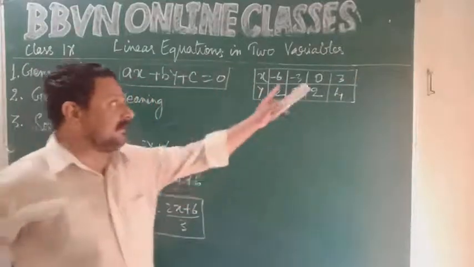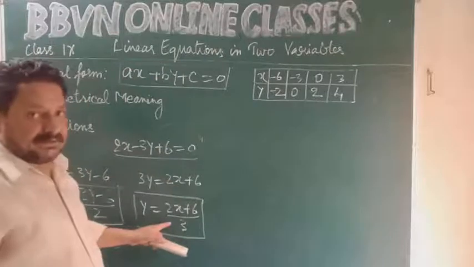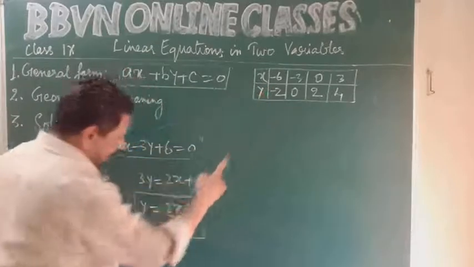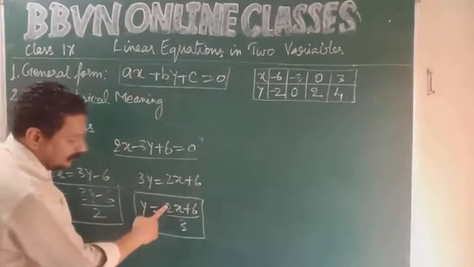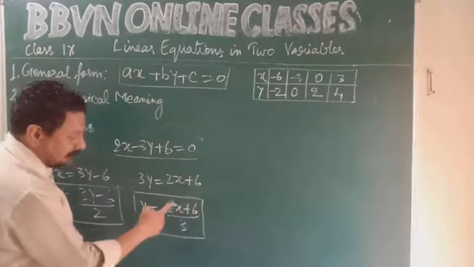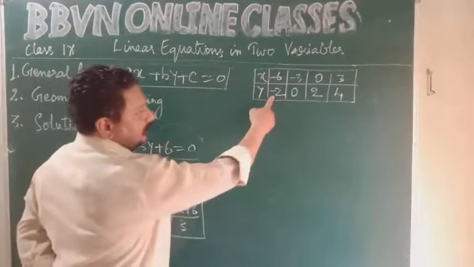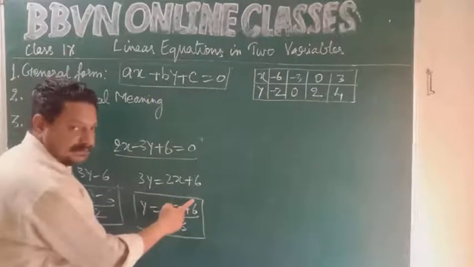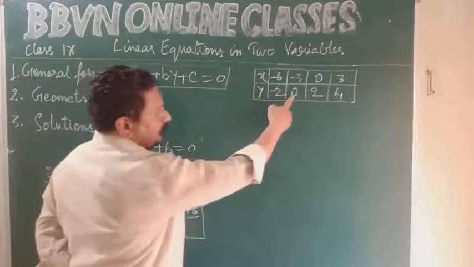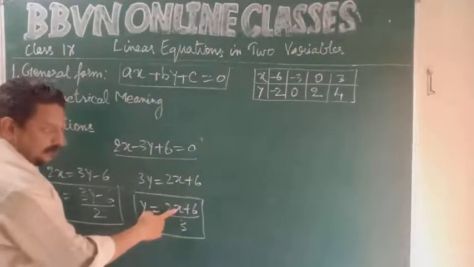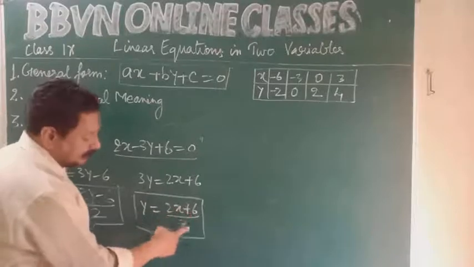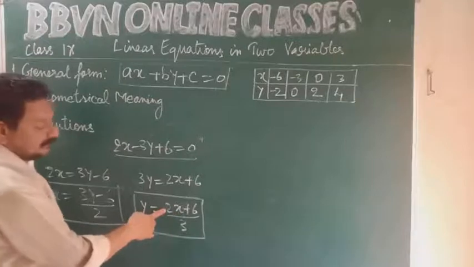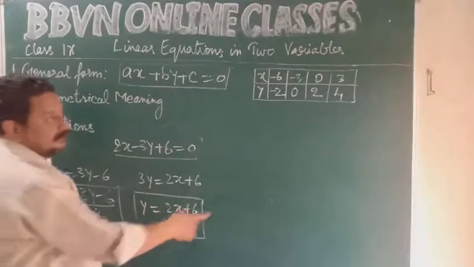Let us see if the same pairs satisfy this condition. Here y is expressed in terms of x. What if I take x equal to minus 6? Minus 6 into 2, minus 12. Minus 12 plus 6 is minus 6 divided by 3, minus 2. If I take x equal to minus 3, minus 3 into 2, minus 6. Minus 6 plus 6, 0. 0 upon 3, 0. What if I take x equal to 0? 2 into 0 is 0. 0 plus 6, 6. 6 divided by 3 is 2. I take x equal to 3. 3 into 2, 6. 6 plus 6, 12. 12 divided by 3 is 4.